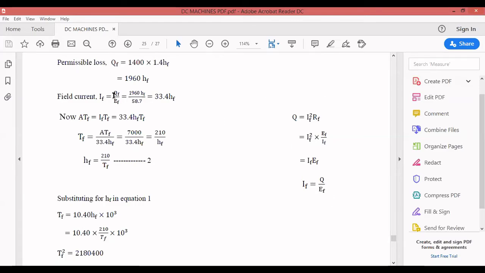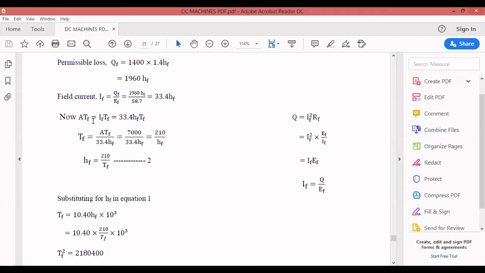So come back here. Using this relation, IF is equal to QF by EF. What is QF now? QF is 1960 HF divided by EF. EF you got 58.7. Then you got 33.4 HF. So field current IF is equal to 33.4 HF. Now come here.